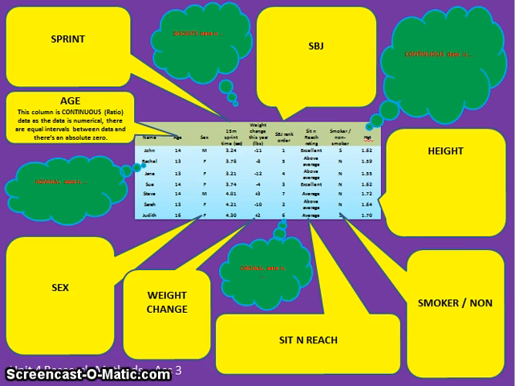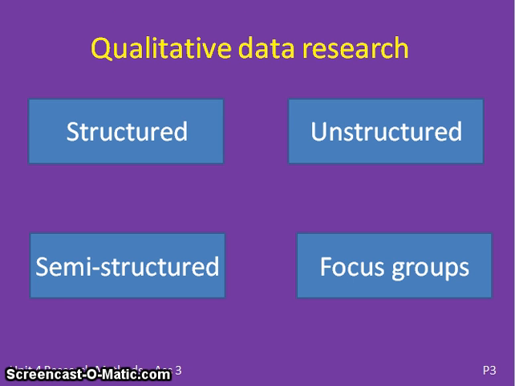Right, next one, qualitative data research. First one's structured. The definition is having a well-defined structure or organisation and being highly organised. Advantages are that it's easy to set up and control, and you can get very simplistic answers. Disadvantages are that it can be too rigid, and you can easily miss out information if you don't ask the right questions.